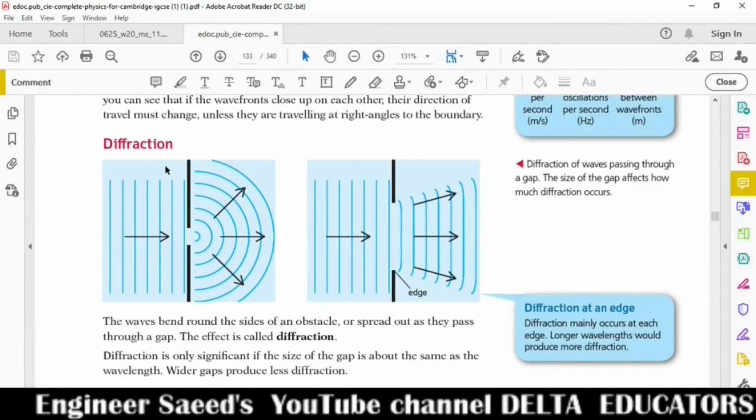In the topic of diffraction, we have studied that straight wavefronts, after passing a narrow gap, move in semicircular form. Now second thing, the distance between two consecutive wavefronts after passing the gap will be equal to the distance between two consecutive wavefronts before. Means this distance will be same as this distance.